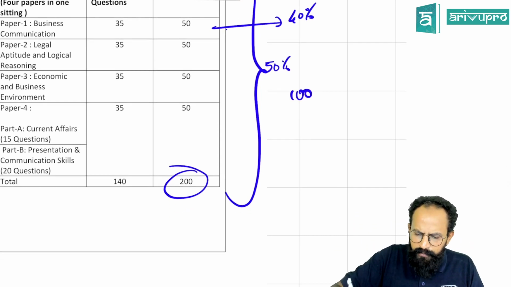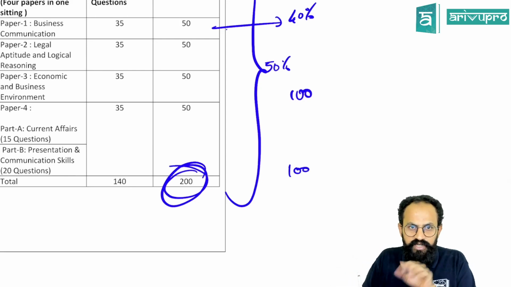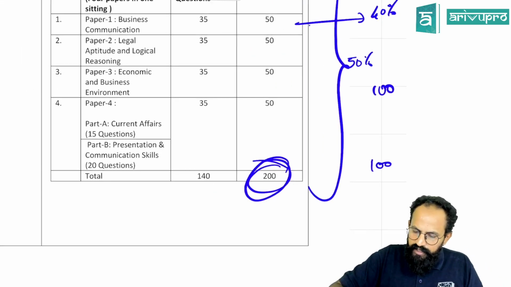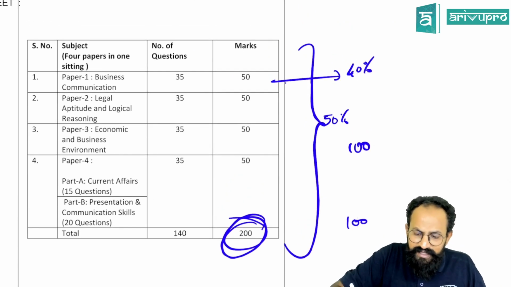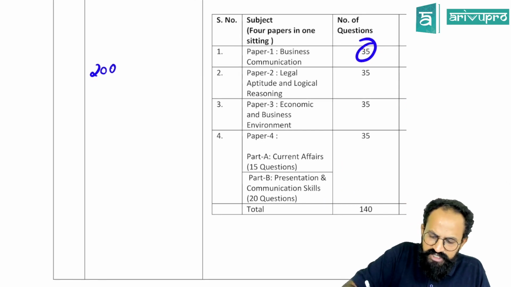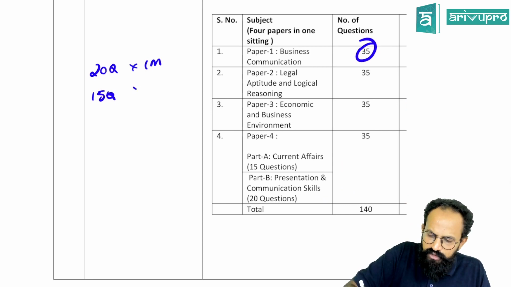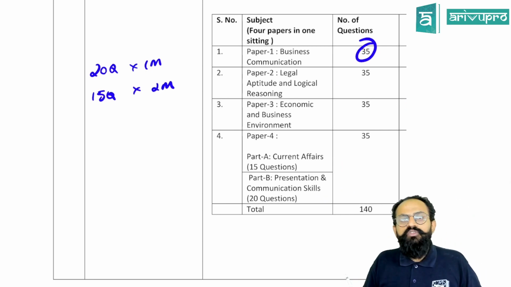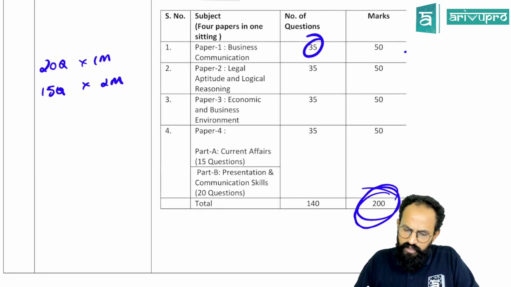Okay, now everything put together is like 200 marks. In this, you need to score 100 marks. Yes, sir. Okay, sir. Now this is the pattern. How many questions will come from each paper? It will be 35 questions, people. In the 35 questions also, 20 questions will be 1 mark questions and 15 questions will be 2 mark questions. This is going to be your pattern. Is this clear, all of you? Yes, sir. Okay.